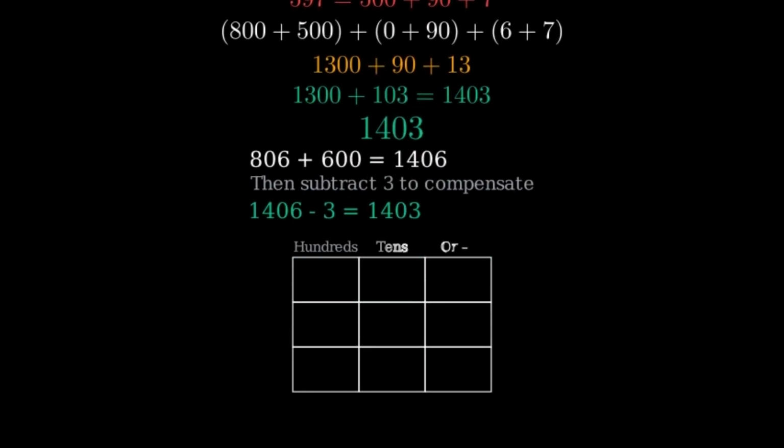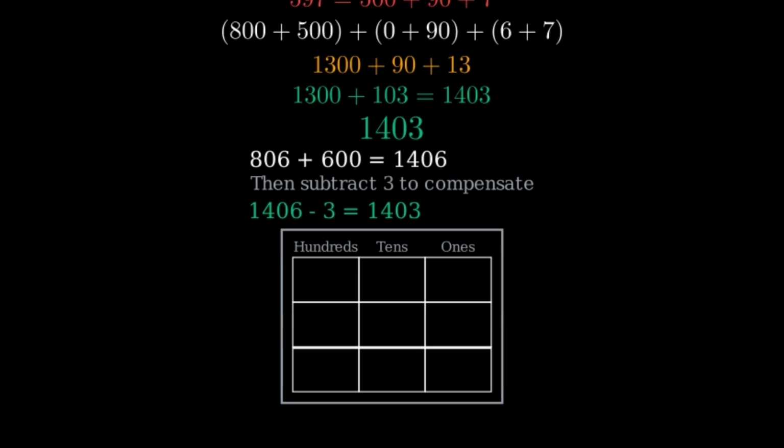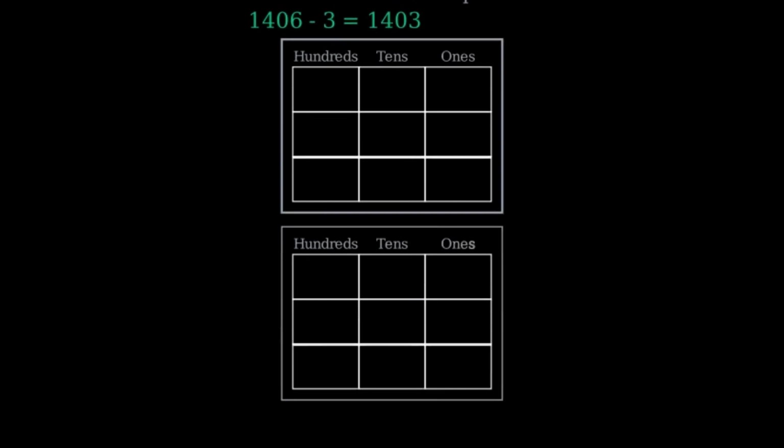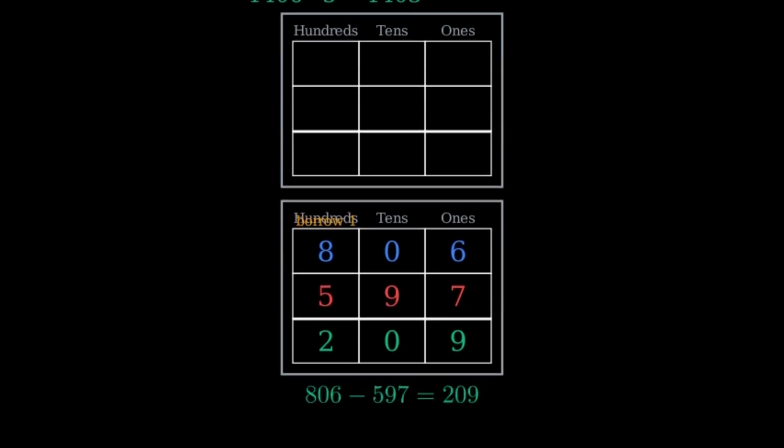Now subtraction. We'll start with 806 minus 597. Column method first. Ones. 6 minus 7. We cannot, so borrow from the tens place. But tens is 0, so we must borrow from the hundreds, turning 800s into 700s, making tens into 10, then borrow again to make ones 16. 16 minus 7 equals 9. Tens. 9 minus 9 equals 0. Hundreds. 7 minus 5 equals 2. The difference is 209.